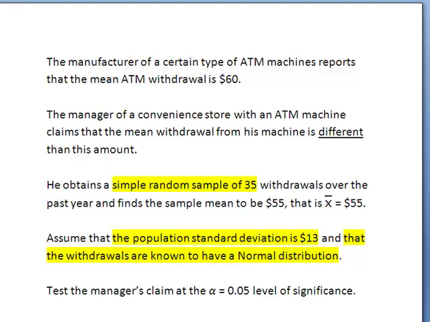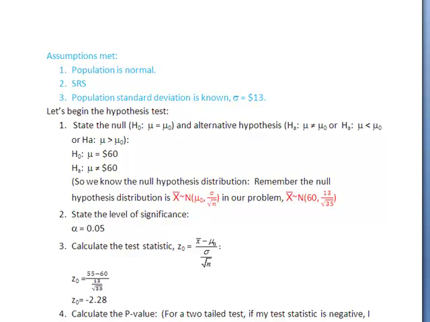And what is the claim? That the mean withdrawal from his machine is different than the amount the manufacturer says, which is 60. So we are now ready to begin our hypothesis test. Stating the null hypothesis and alternative hypothesis, the manufacturer says that the average ATM withdrawal is $60. The manager of the convenience store says he thinks it's different. So the alternative hypothesis is not equal to. So there's our null and our alternative hypothesis.